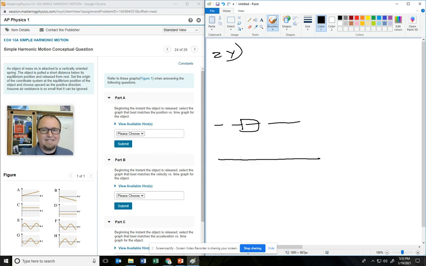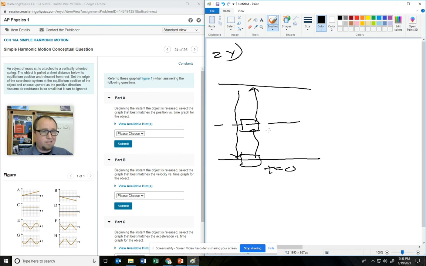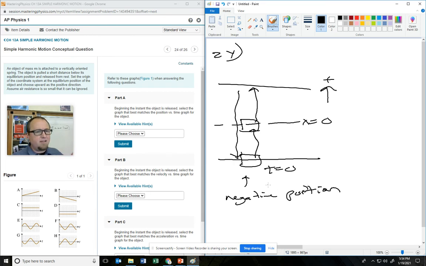If they pull it down, I'm going to call this time 0, and then they let go. And then it goes up to equilibrium, past equilibrium, and then it comes back and oscillates. So set the origin of the coordinates to be the equilibrium position of the object. So this way is going to be positive, and we call this 0. Okay, so let's just start. Where does it start? Right here, it starts at a negative position. There's idea 1.